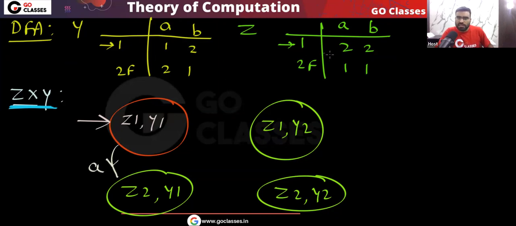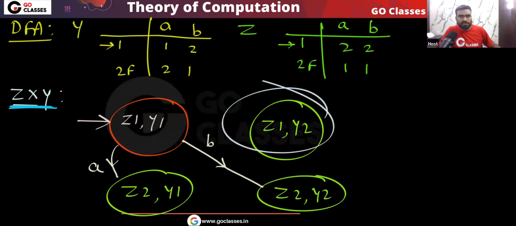Okay, on symbol B, where will we go? You can see this Z: from here on B, we go to 2. So Z2, and here also Y2. Yes or no? Z2 Y2. So remember, on symbol B, we are going to Z2 Y2. Is this point clear?